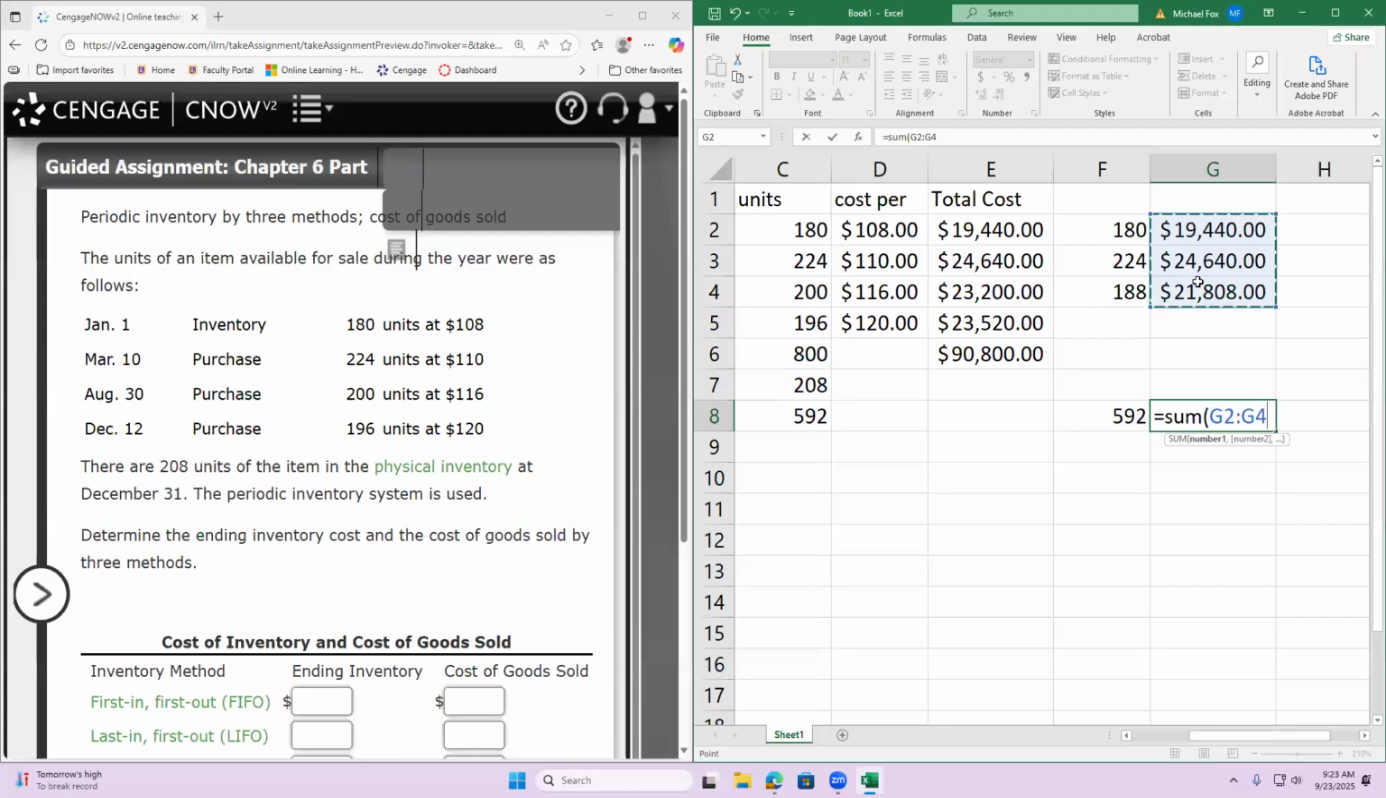Again, you could do this by hand. You don't have to use Excel if you don't want to. So my cost of goods sold was $65,888. Now I know my total cost of goods available was 90,800, and I sold 65,888, so the cost of the goods in ending inventory is just 90,800 minus what I sold. That's what's still left over at the end.